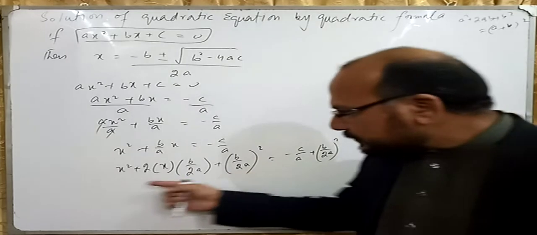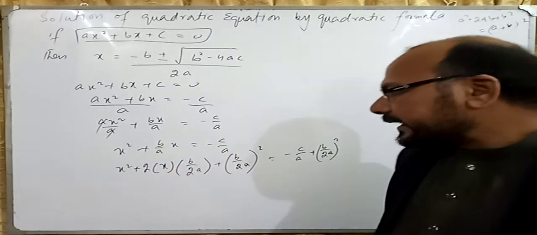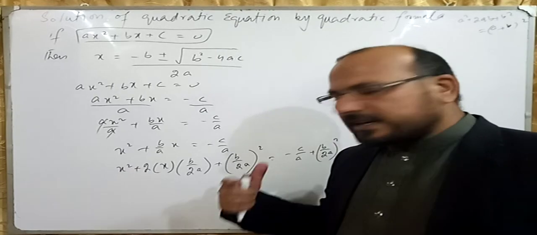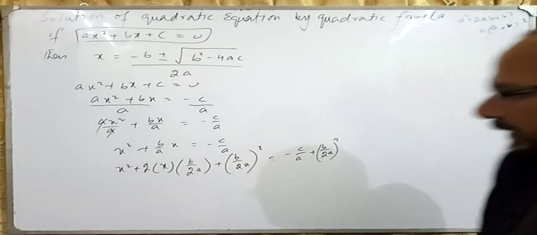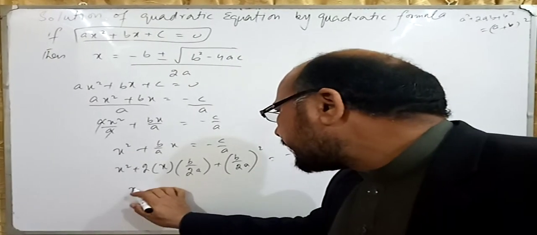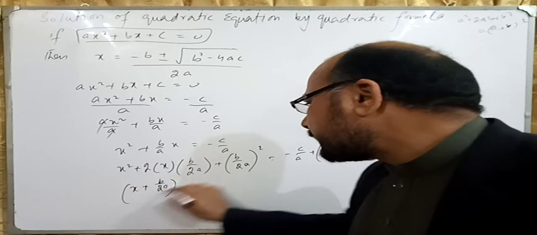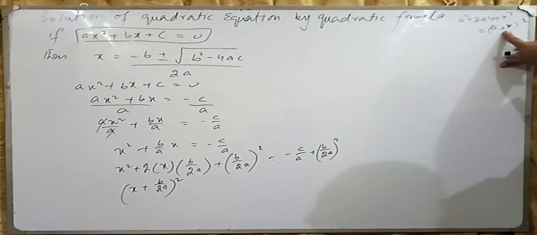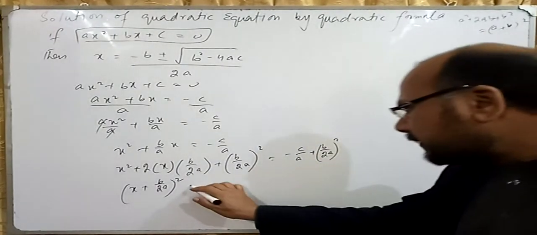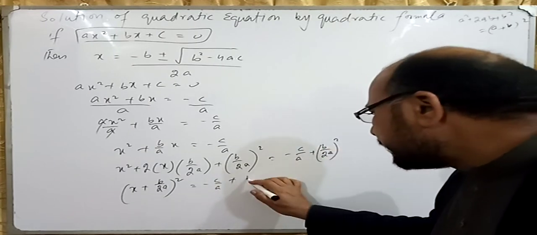Now this is a complete square, a square plus 2ab plus b square. Instead of a we have x, instead of b we have b over 2a. It looks like this formula. So this is equal to what? X plus b by 2a whole square, just like a plus b whole square. And on this side we have minus c over a plus b square.